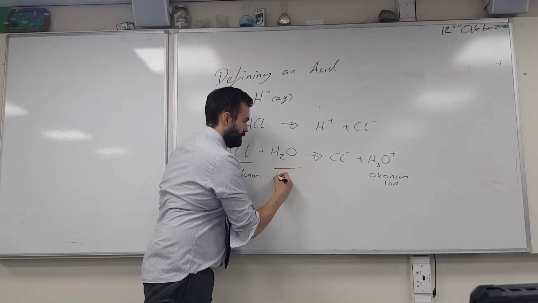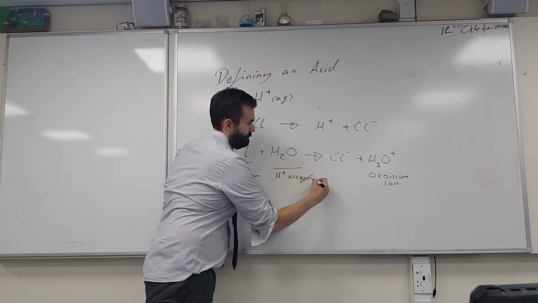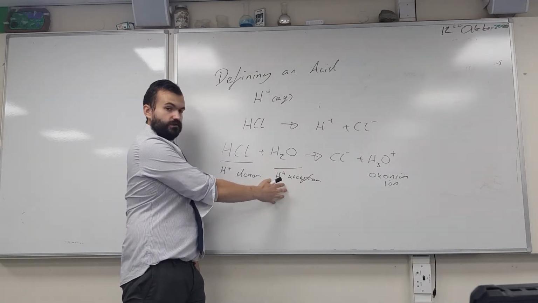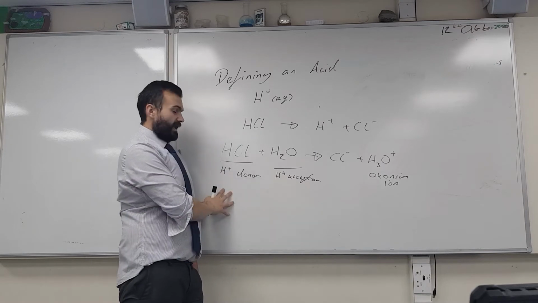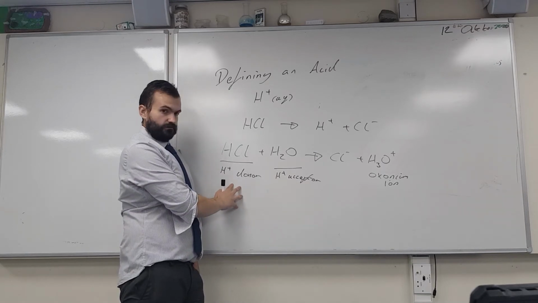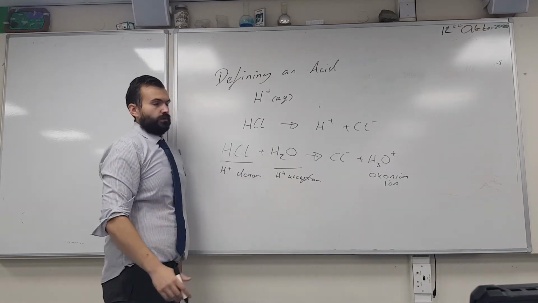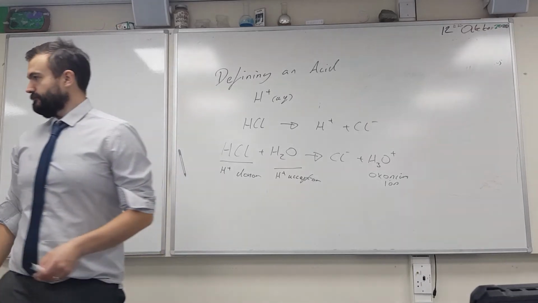This is our proton acceptor. Because that is a proton acceptor, that is our base. So that's the only difference between an acid and a base. The acid is always the H plus donor, whereas the base is always the H plus acceptor. So that one's hopefully quite an easy one that we've seen before.